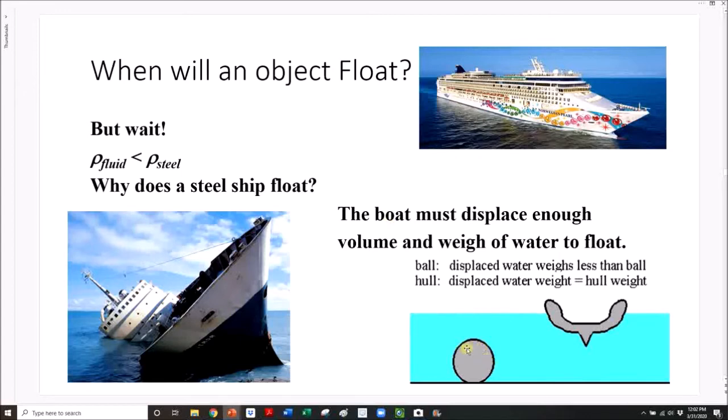Okay, if this is the steel that's in a boat, if you shape it like a boat, it will float because it is able to displace enough volume and weight of water to float. If you put a hole in it, then it will only displace as much volume as the object itself and not this extra air gap in here. And it won't float. It'll sink to the bottom if you put a hole in a ship.